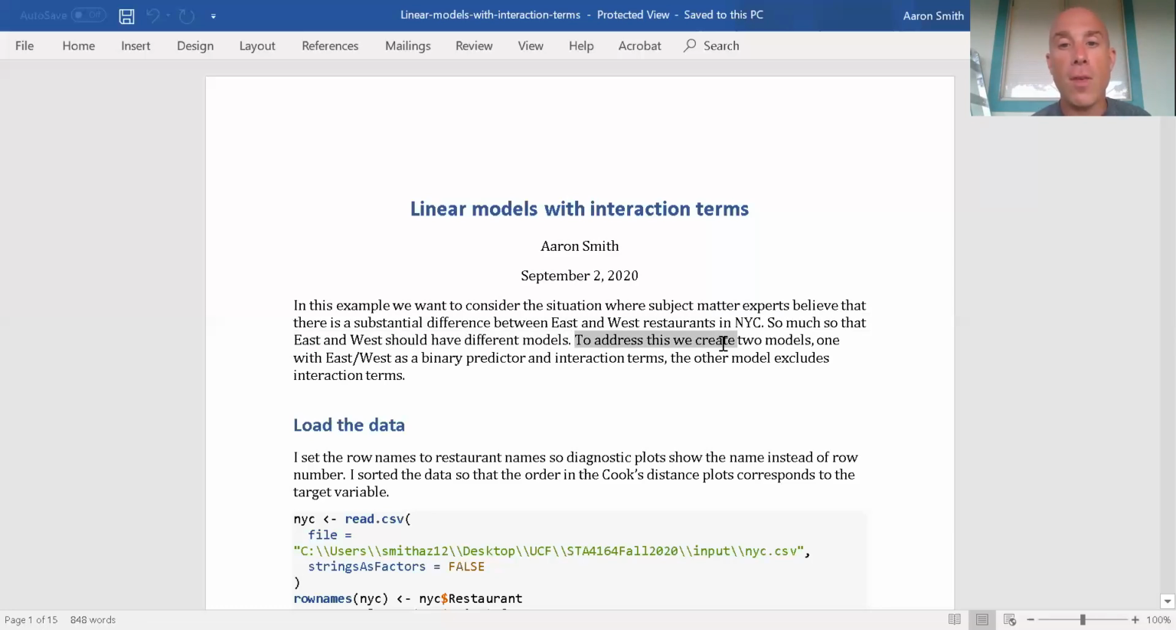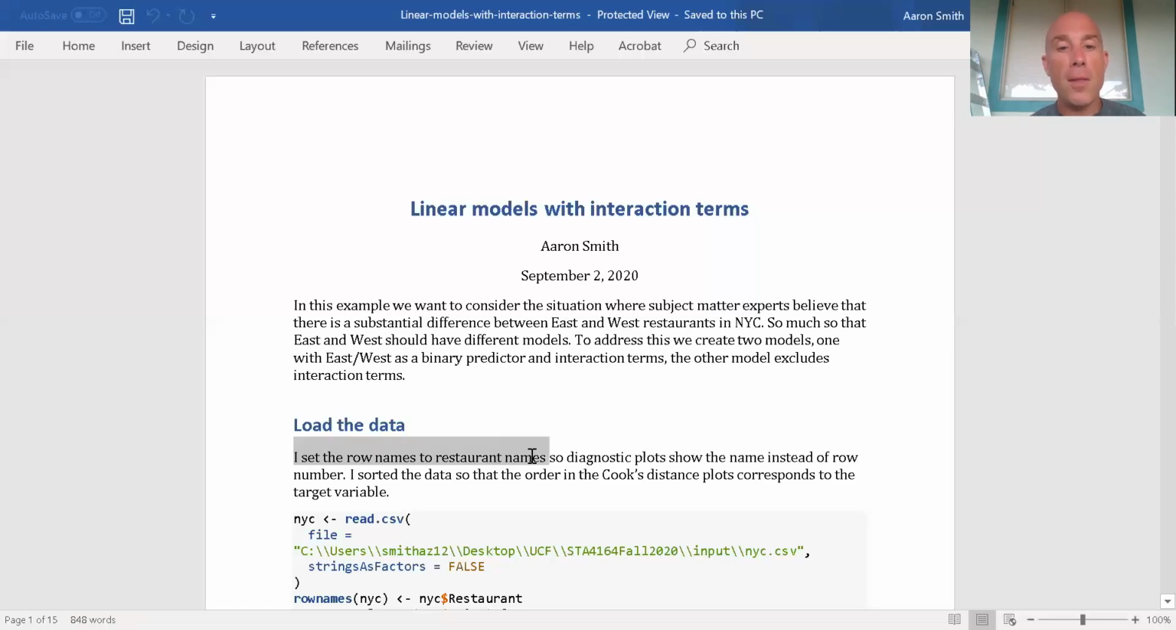All right, so to address this, we create two models, one with east-west as a binary predictor variable and interaction terms, and the other model excludes the interaction term. So one model, east and west, will effectively have their own slope and their own y-intercept. The other model, the reduced model, will have the east-west predictor variable, so there'll be different y-intercepts. Okay, so let's go ahead and load the data.